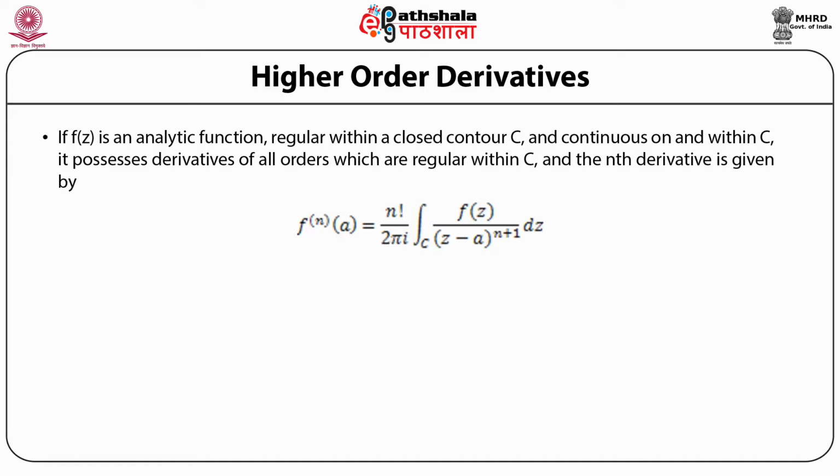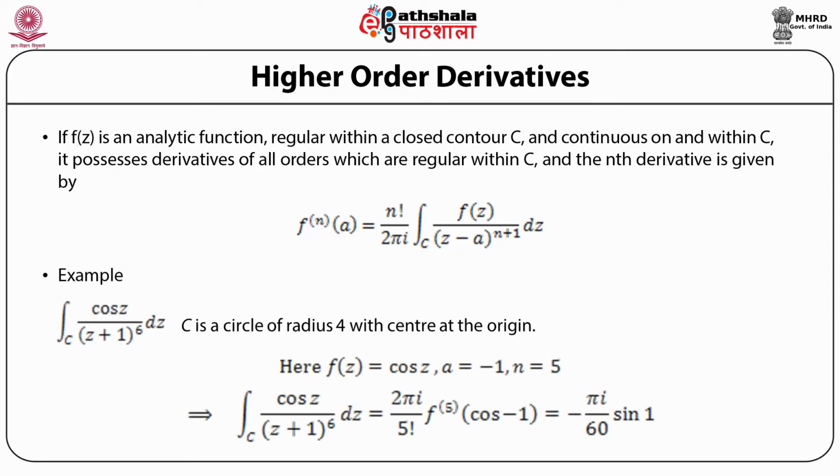So now let us solve an example: integral over C of cos z divided by (z plus 1) raised to power 6 dz, where C is the circle of radius 4 with center at the origin. Here f(z) is equal to cos z, a is equal to minus 1 and n equals 5. So this implies that the integral along C equals 2 pi i divided by 5 factorial into f raised to power 5 of minus 1, which is equal to minus pi i by 60 sin 1.